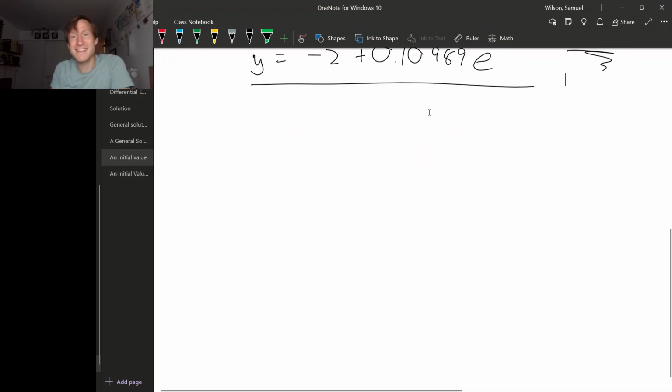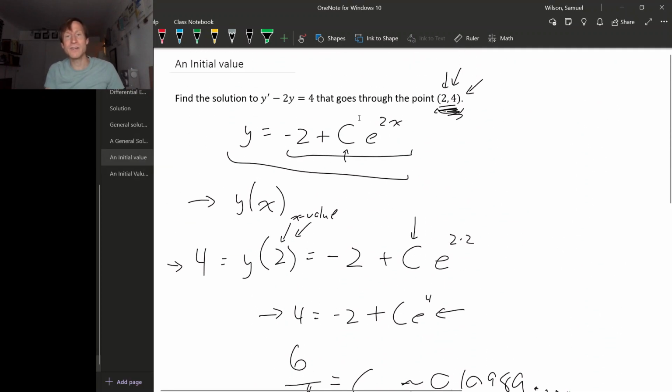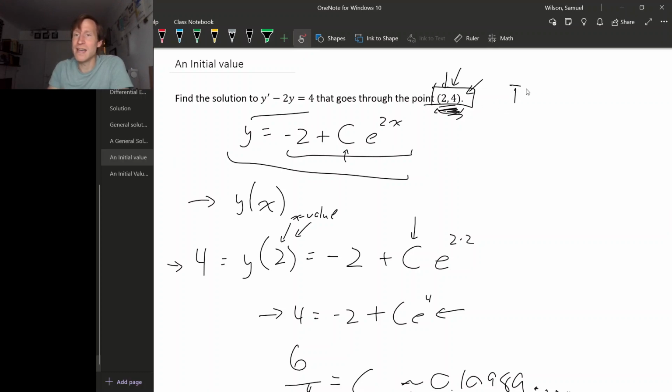I should say that this situation where we have a differential equation and also some point that we want to go through is called an initial value problem. It's such a common situation that there's an abbreviation for it. Usually we will call this an IVP.